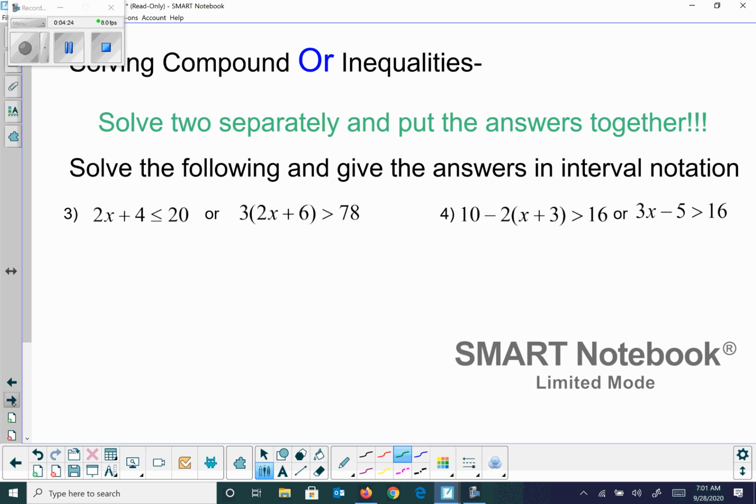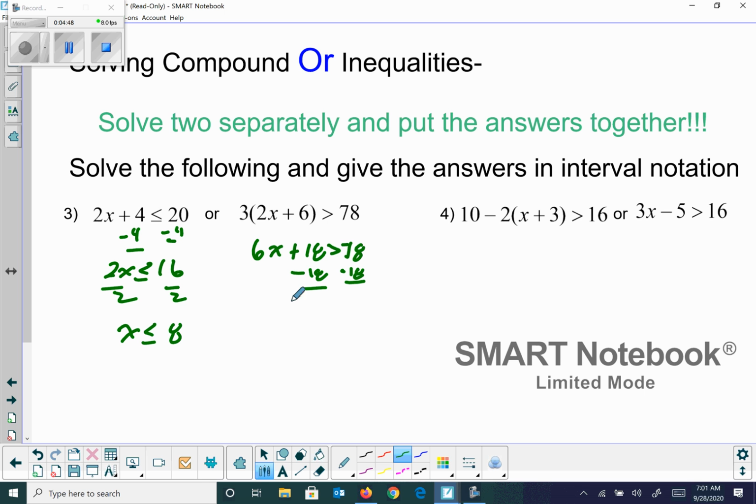Now we're going to be dealing with OR. Remember, OR, you only have to have a portion of it to be true. So go ahead and solve both. OR problems always come with OR. The word OR is always part of it. Okay, and then this one, that's going to be 6x plus 18. It's greater than 78. Subtract 18. So 6x is greater than 60. Divide each side by 6. So x is greater than 10.